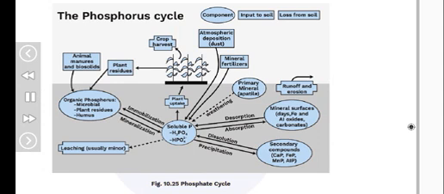The cycle of sulfur. Sulfur is a component that contributes to the creation of disulfide bonds inside proteins, which aid in determining the 3D folding patterns of proteins and subsequently their functions.